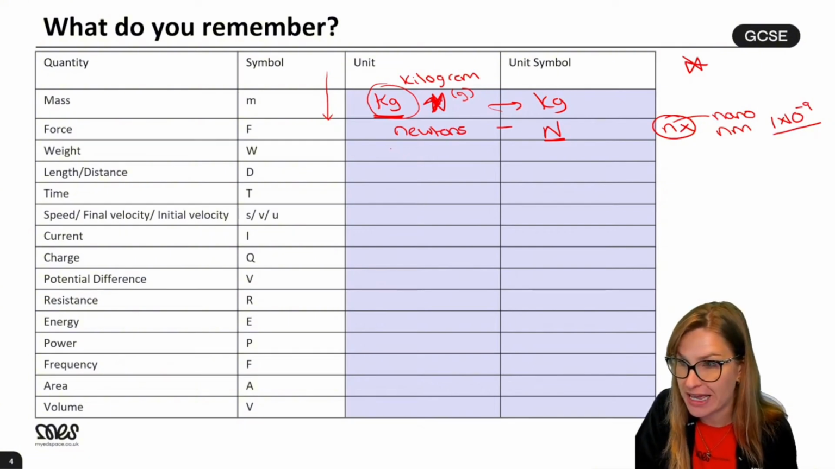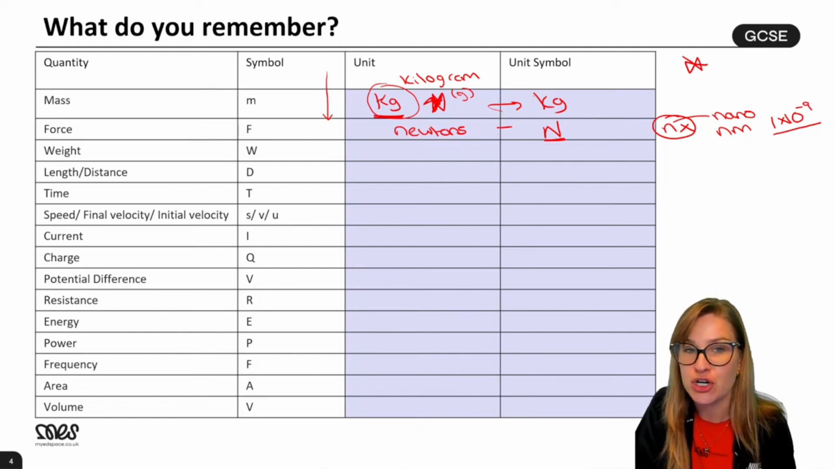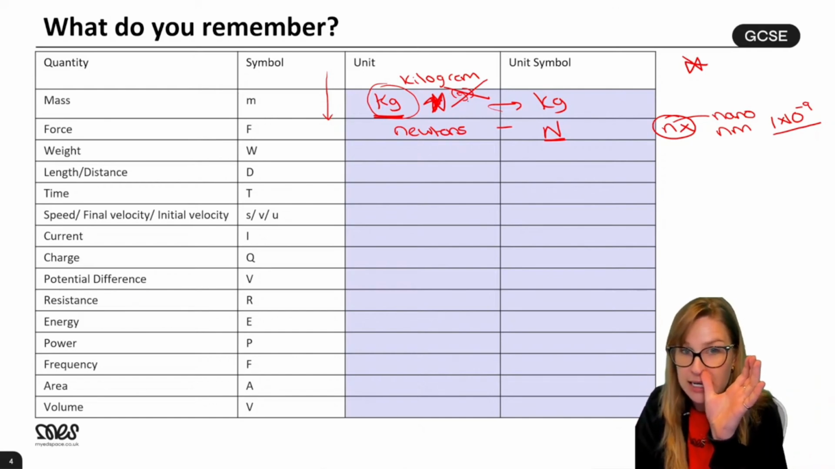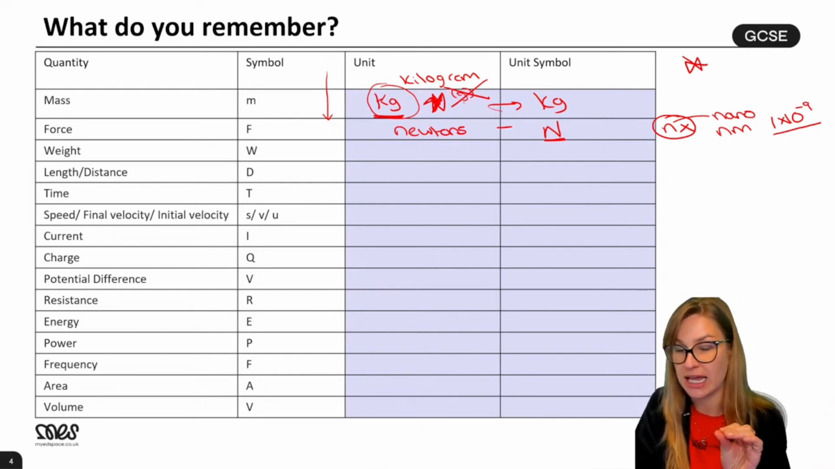What unit do we measure weight in? Weight causes some people a bit of bother, and I see some people doing it here. Remember, nothing in physics is in little g. Never have a little g. I've seen quite a few little g's here. Little g is only in chemistry.